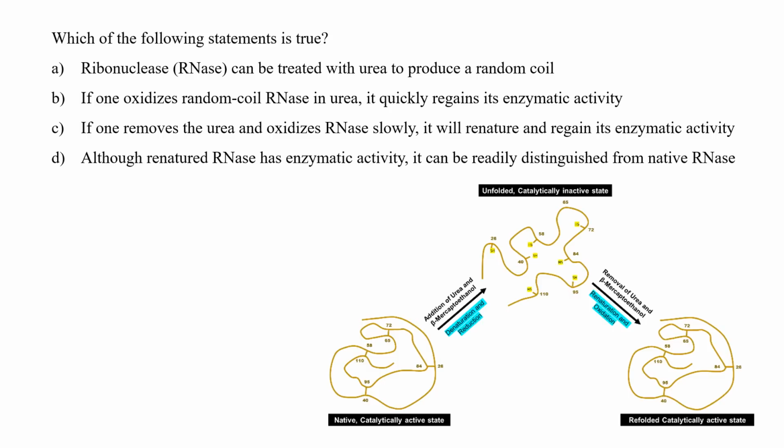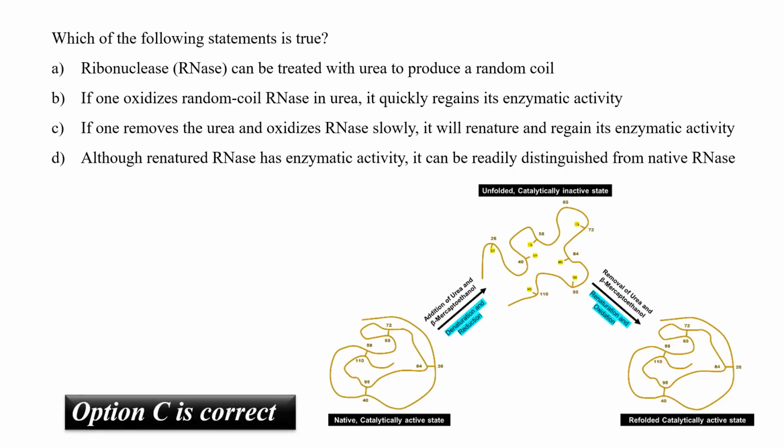So basically, what he concluded is that a denatured form gets folded because of the presence of its amino acid sequence, which was the landmark statement as far as protein folding is concerned. So in this, option C is the correct answer, that if one removes the urea and oxidizes RNase, that means removes the beta-mercaptoethanol, then RNase will renature and regain its enzymatic activity.